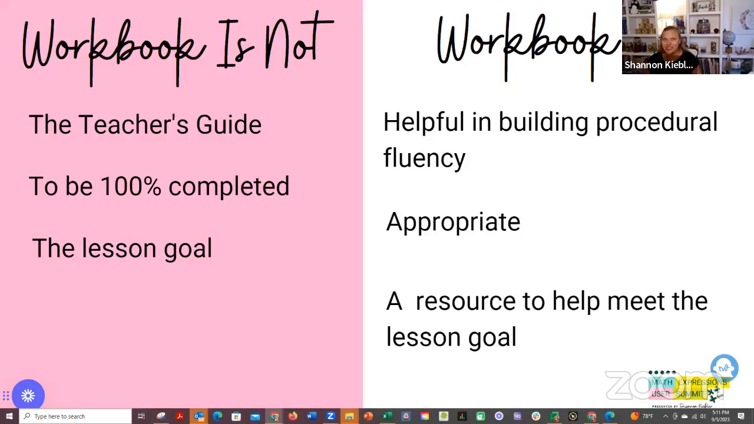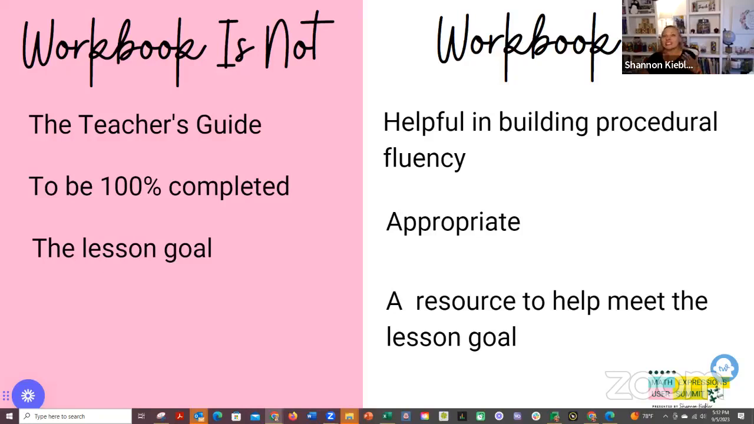It can be used as that in some lessons, right? It's not always either or, but generally, the workbook is appropriate. We talked about that on that last slide. It's rigorous. It is age appropriate, developmentally appropriate, standards appropriate. Unless your standards are different than that of Math Expressions, it is appropriate.